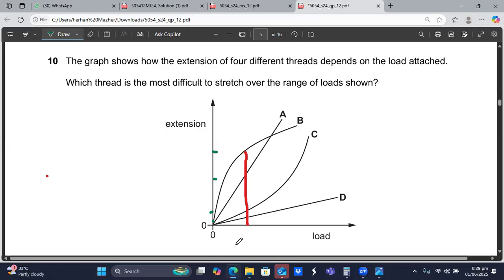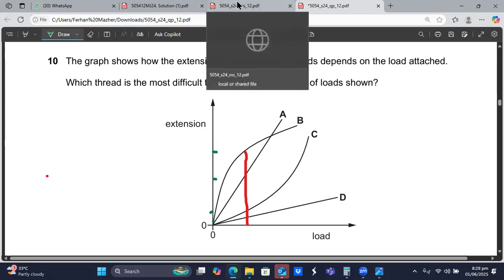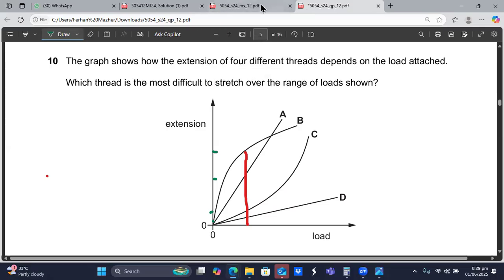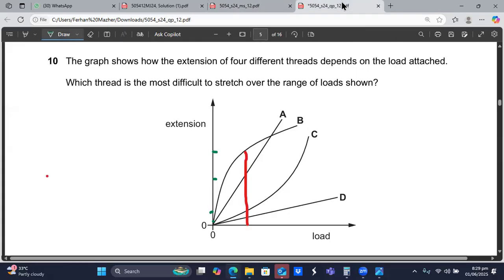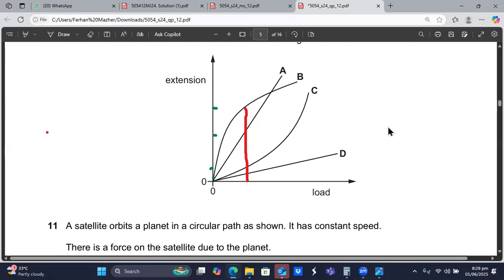Question number 10, D option. The most difficult to stretch is D. Question number 10, D is the right option, sir. You can see in the marking scheme. I hope you understand this idea. So let's move to the next question.